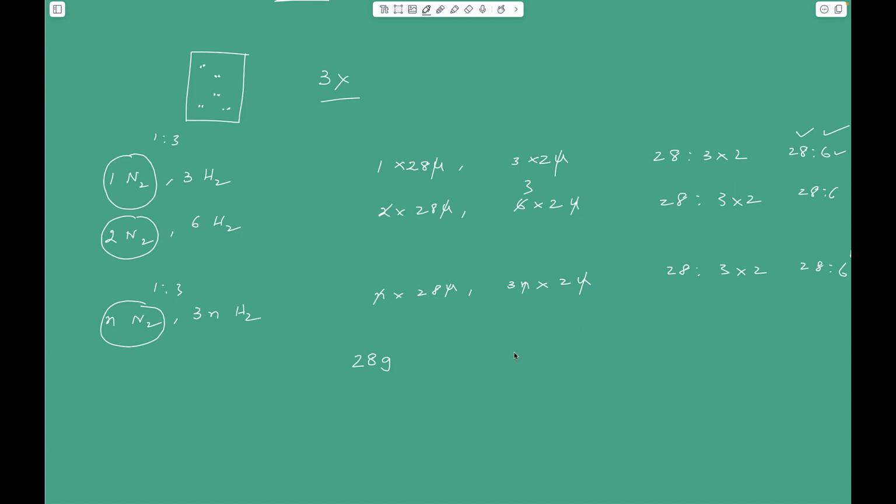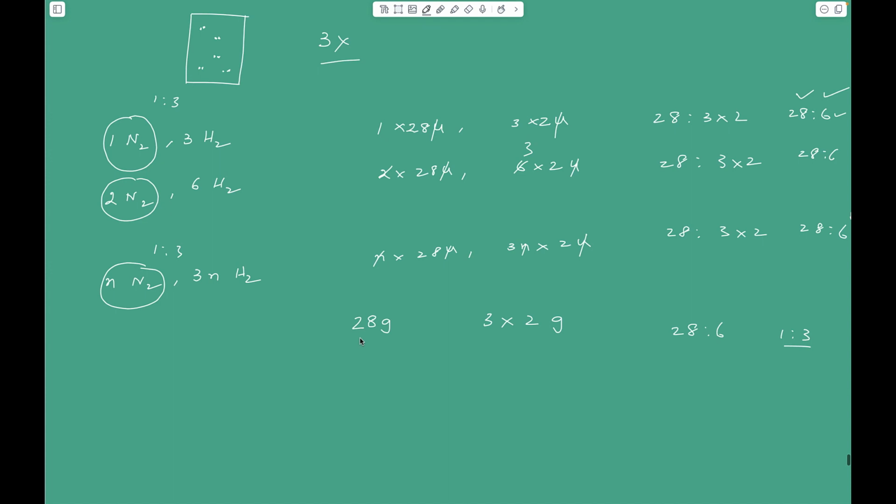From this we understand that we need 3 times 2 grams of hydrogen. Now if you look at the ratio of their masses, it is again 28 to 6. That means we have nitrogen and hydrogen molecules in the ratio of 1 to 3. So we are good. Now what is 28? It is the molecular weight of nitrogen, and to it we simply added the unit gram. If you express molecular weight in grams, it is called gram molecular weight.